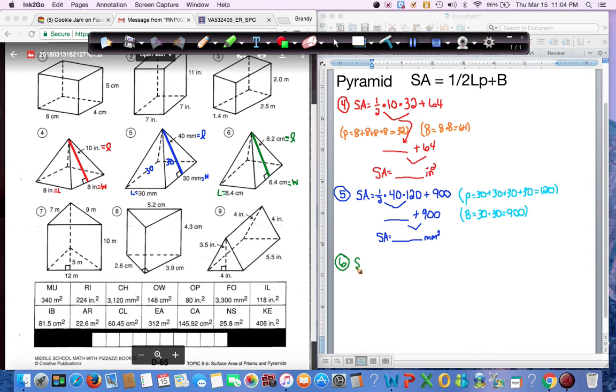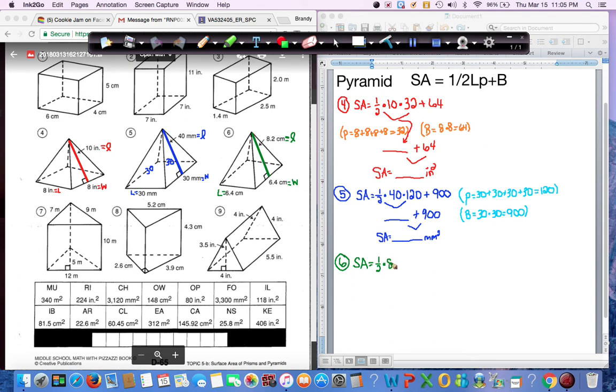So, we have surface area, and it's a triangle, so we need our 1/2 times our slant length. So make sure you don't use the 6.4, right? You want the slant length. So it's 8.2 because we're working with the triangles right now.